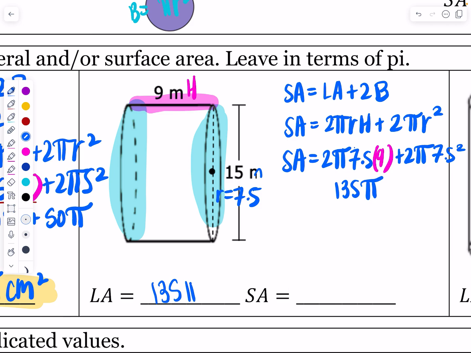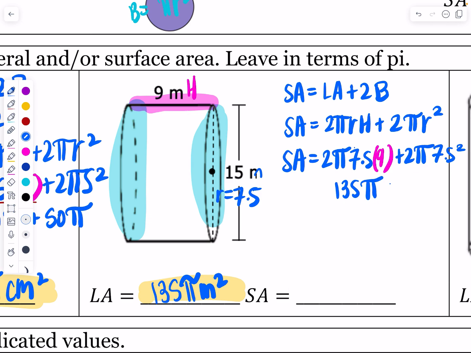135 pi meters squared. Okay, so 135 pi meters squared. I don't know why that did that. That's kind of weird. Okay, that's fine. So 135 pi meters squared.